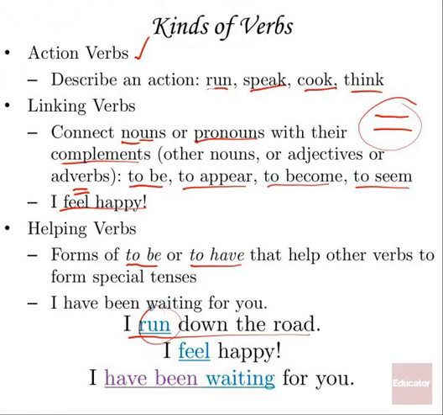Run is an action verb. It's something you do. Very simple. For a linking verb, we have, I feel happy. Feel is our equal sign verb. And for helping verbs, you have, I have been waiting for you. Now, waiting is an action verb. It's something you do. But have been is a helping verb that helps to form a new tense out of waiting. We'll get to tenses.